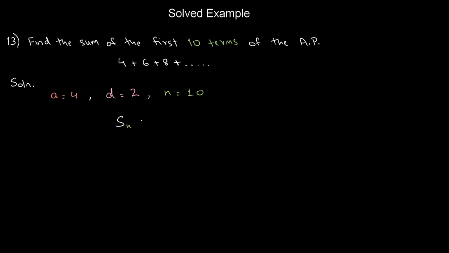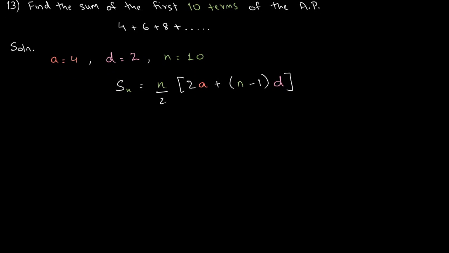I'll be using Sn is equal to, if you guys remember, n upon 2 into 2a plus n minus 1 into d. This is the formula for the sum of n terms of an AP. And now all we need to do in this particular sum is plug in all the given values.